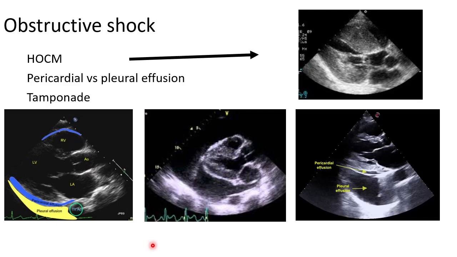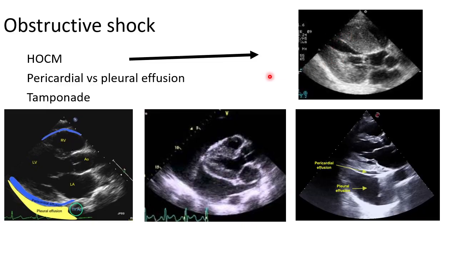Some findings of obstructive shock, or potential findings you might see. So this is the parasternal long up here. This is hypertrophic obstructive cardiomyopathy. So you see a big large septum here. This is the RV, the LA coming into the LV, the aortic outflow tract. So HOCM is a possibility.